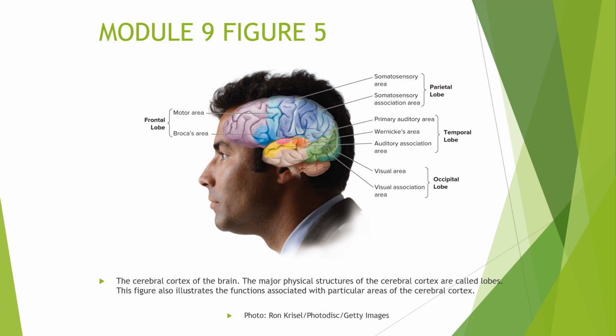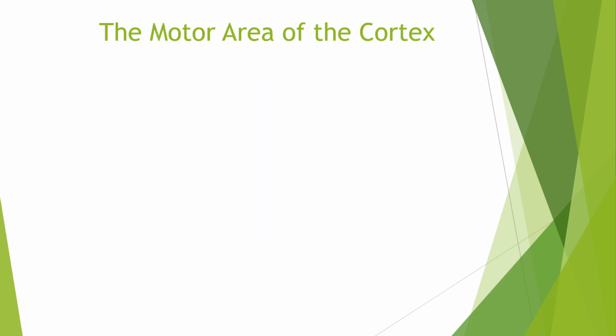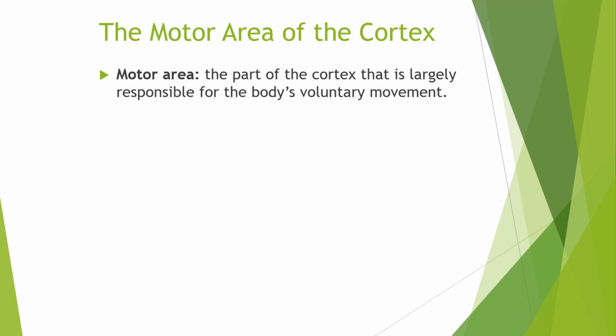So let's talk a little bit more in depth about each of these lobes and the structures within the cerebral cortex. So we're going to start out with the frontal lobe and the motor area of the cortex. It is largely responsible for all of your body's voluntary movements. So again, voluntary versus involuntary. Voluntary meaning those things which you are in control of, which you voluntarily do. And it's the motor area that is responsible for that.